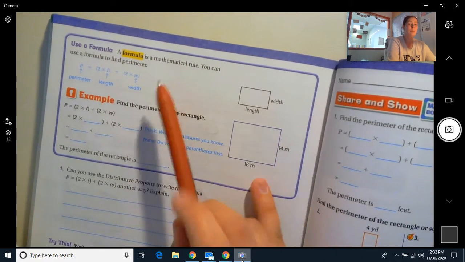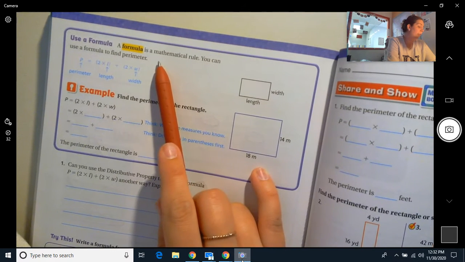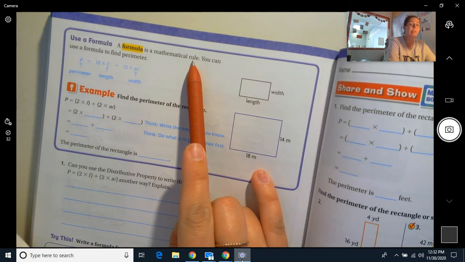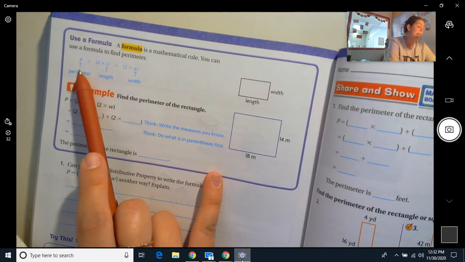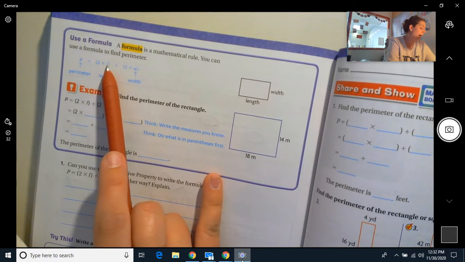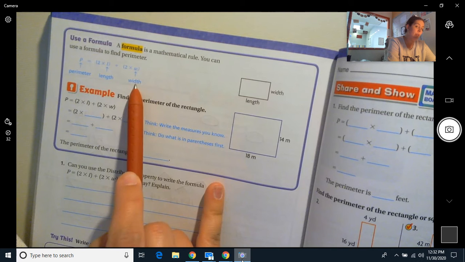Now, on this one, it says use a formula. A formula is a mathematical rule. We've learned a couple on the previous page. You can use a formula to find perimeter. So they're giving P, or perimeter, equals 2L plus 2W. 2L is length, 2W is width.